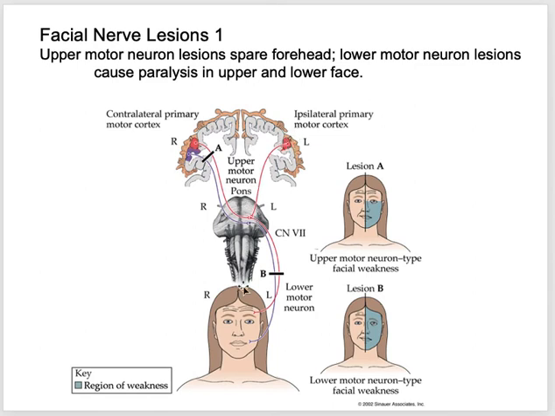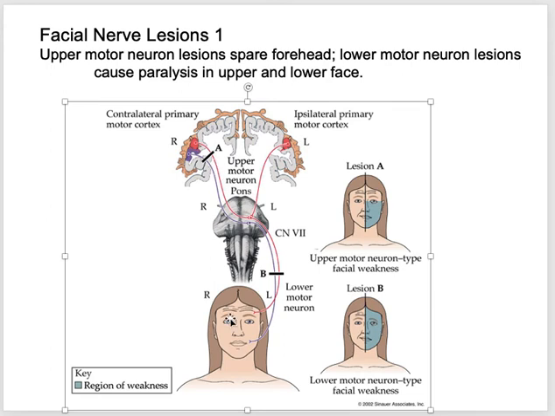Okay, so I will say just one line, and you will understand this in more detail. Very, very important concept to learn. Whenever there is an upper motor neuron type of lesion related to the facial nerve, facial innervation, the person will have forehead sparing. Why? Because this part is getting innervation from both sides.